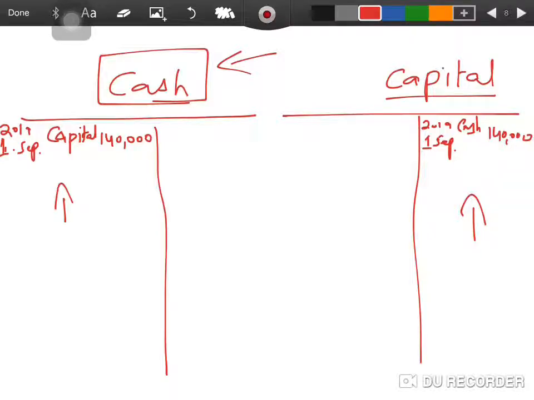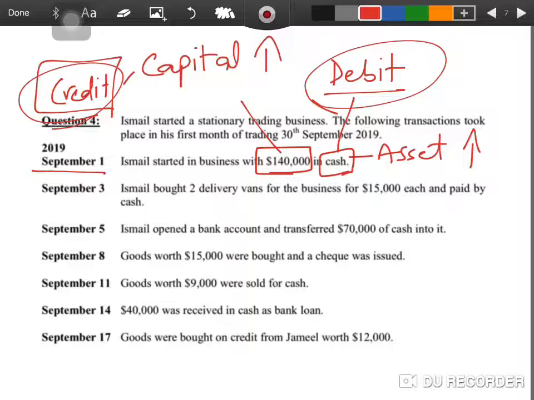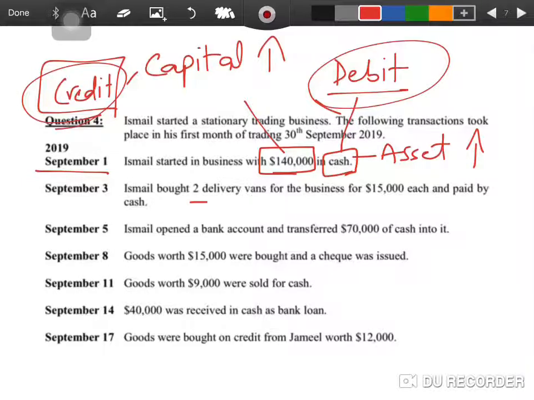Okay, moving on. The second transaction is Smile bought 2 delivery vans for the business for 15,000 each and paid by cash. So 2 delivery vans were purchased for 15,000 each, which means 30,000 in total. Now these delivery vans are again assets for the business, and when you're buying delivery vans, your assets are going up or increasing, so they should be recorded on which side?